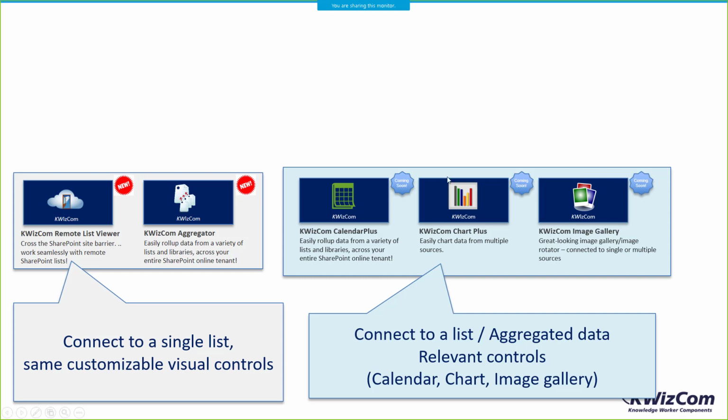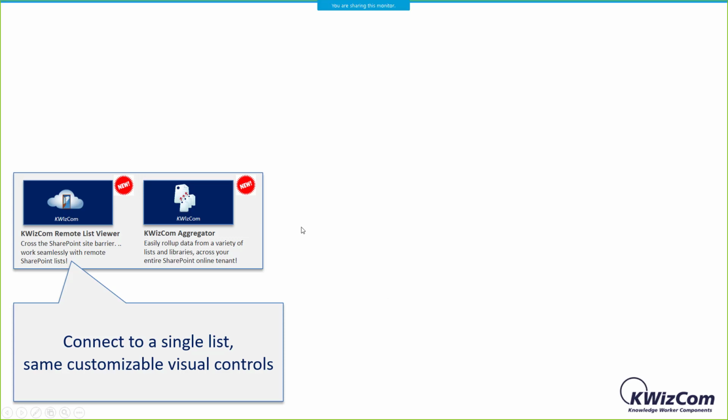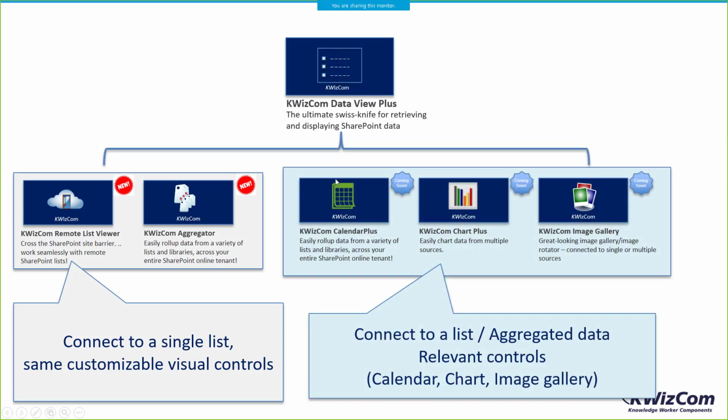Now, if you want to have all these capabilities, there's no need to buy each of these web parts alone. All of these are included in a master web part, which is called Data View Plus. This web part includes all the kinds of data sources and all the kinds of display controls. So you can use this one and it will cover the functionality of all these sub web parts. It's up to you what you need.